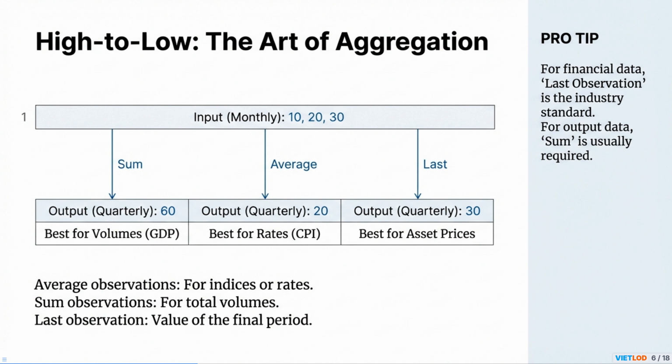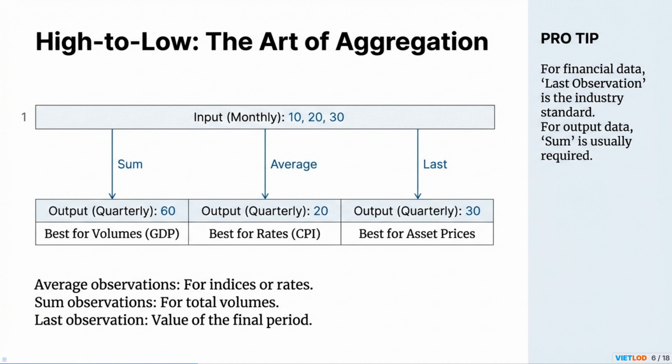Let's make this concrete. Suppose we have 3 monthly observations, 10, 20, and 30, which form one quarter. If this data represents a flow variable like GDP, we would sum them to get a quarterly total of 60. This is best for volumes, such as GDP. If the data represents a rate or an index like the Consumer Price Index or CPI, we would take the average, which is 20. This method is best for indices or rates.